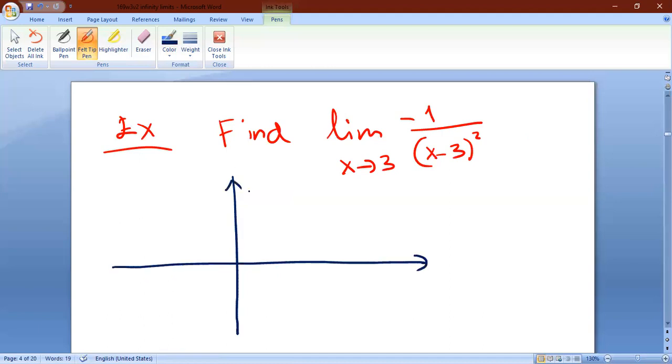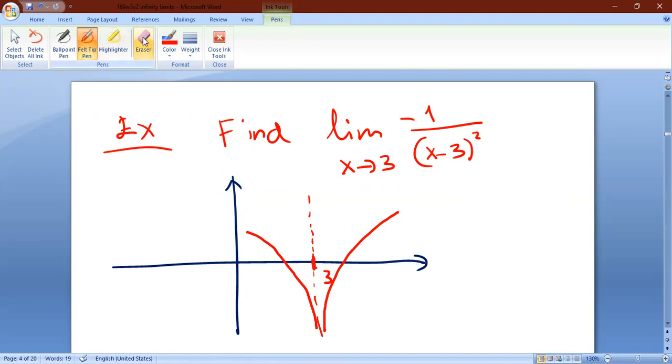I'm just going to sketch the graph of what's going to happen. So this time, let's say this is equal to 3. Well, it's going to give larger and larger numbers, but because of the minus here, it's going to give negatively larger and larger outputs. Okay, so the graph is going to look like this.